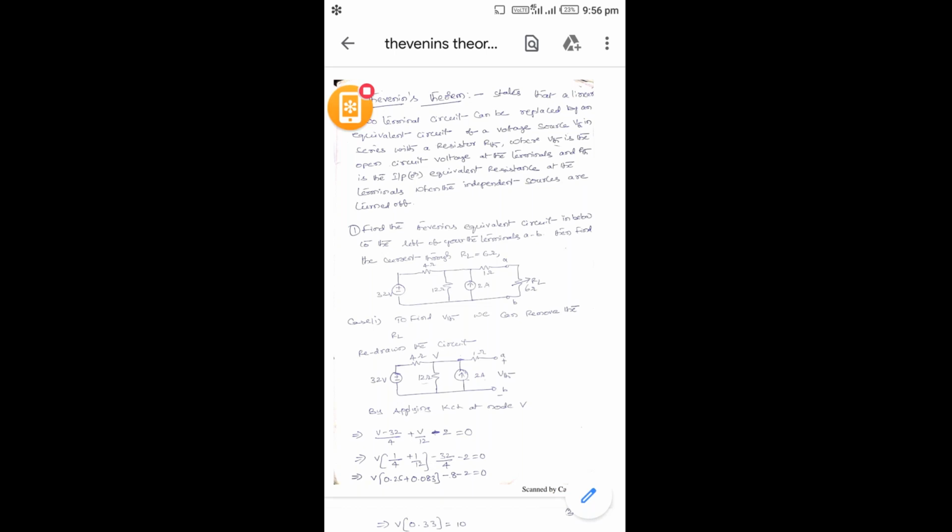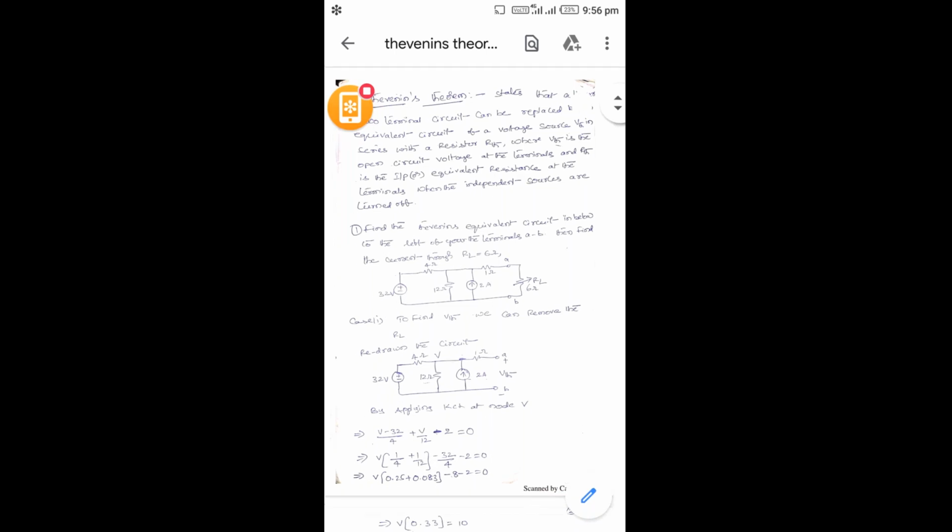Once again, to repeat the Thevenin's theorem statement: a linear two-terminal circuit can be replaced by an equivalent circuit of a voltage source VTH in series with a resistor RTH, where VTH is the open circuit voltage at the terminals and RTH is the input or equivalent resistance at the terminals when the independent sources, like voltage sources and current sources, are turned off.